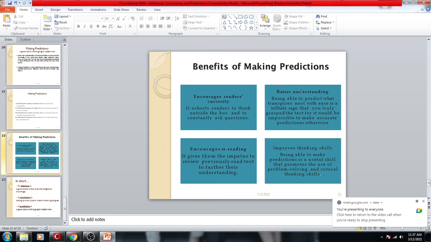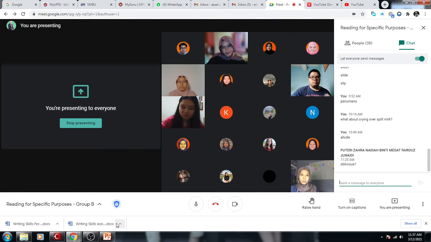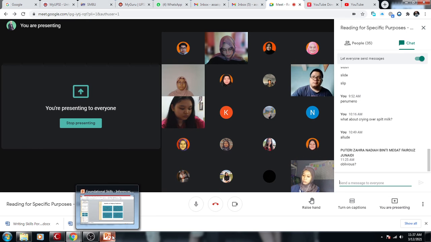It raises understanding. It encourages rereading, because you need to reread to confirm your guess. So confirming your predictions, you need to reread. If you go through the exercises in the textbook, you will have to reread to confirm your guess. The exercises, for example, on pages 134, 135, 136, 137, 138, 139, 140, all these are exercises about predictions. Please don't skip them.